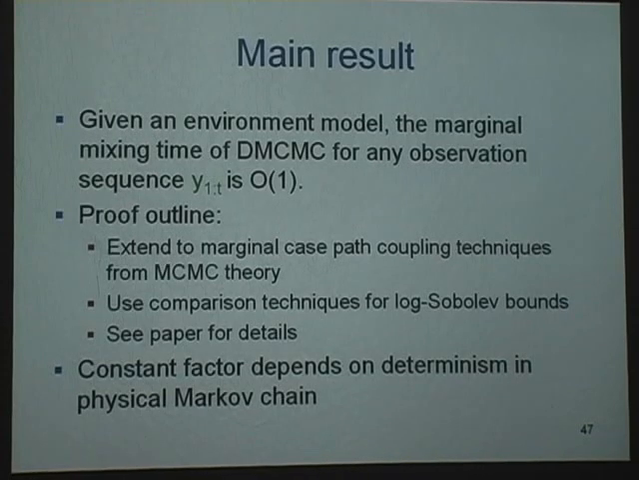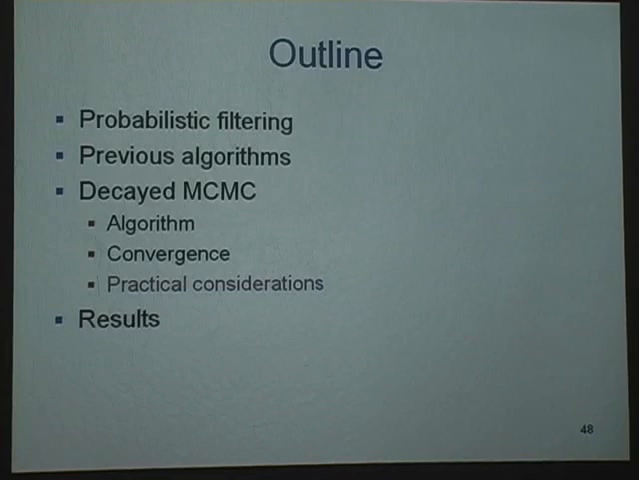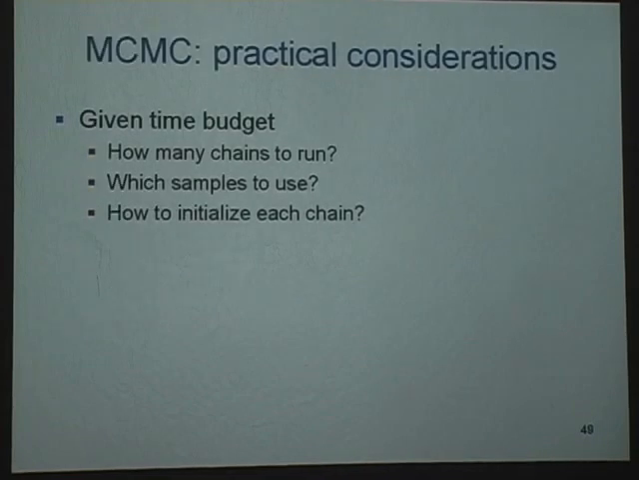It's in the paper. But let me talk about that constant factor. As you were saying, there is this constant factor which depends on how deterministic the physical Markov chain is. So if it's very deterministic, then that's going to make the decayed MCMC chain also mix slower. And I have some ideas for dealing with that. Okay, but let me talk about some practical considerations.